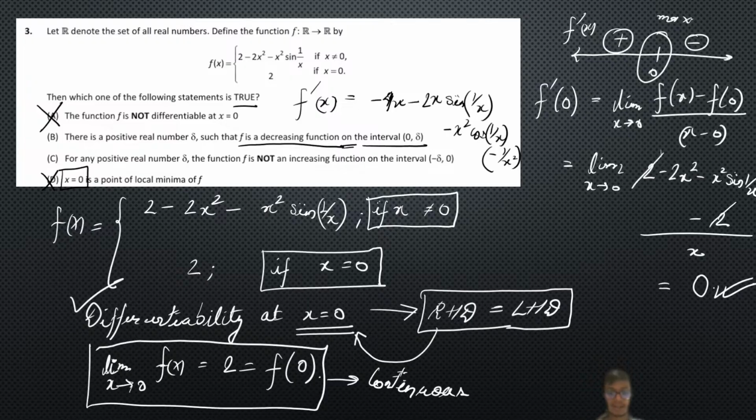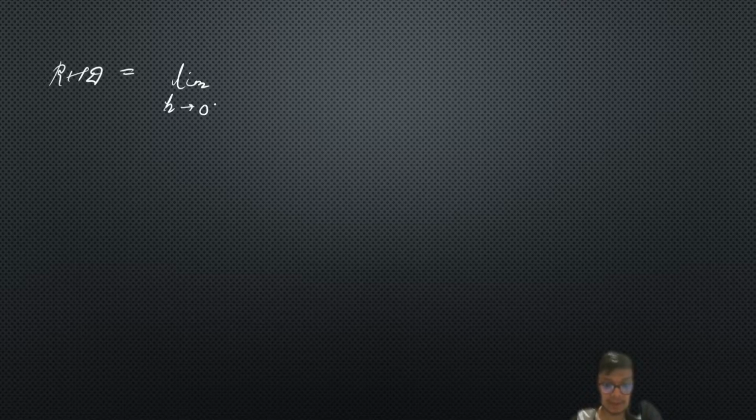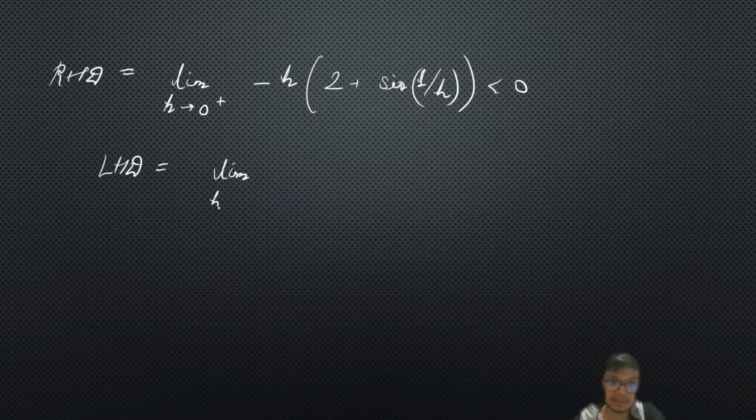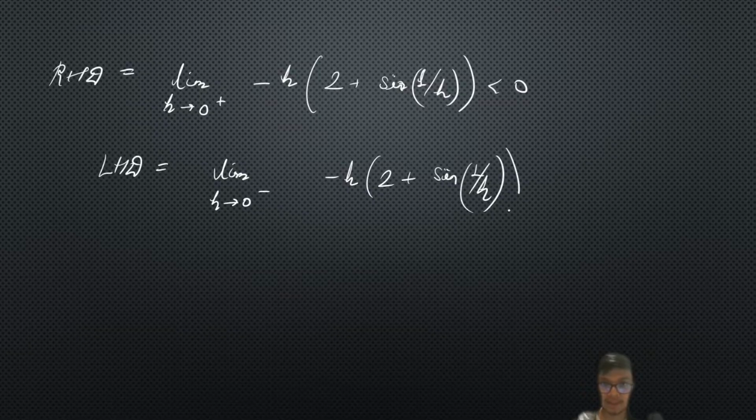Now it says decreasing interval, so we can check it very easily. If you are having any issues, I can also write it down for you. I'm trying to find the RHD. The RHD can be given as limit h tending towards 0 positive of minus h times 2 plus sine of 1 upon h, and that is negative. And the LHD is limit h tending to 0 negative of minus h times 2 plus sine of 1 upon h, and that is going to come out as positive. That's how I'm writing it.